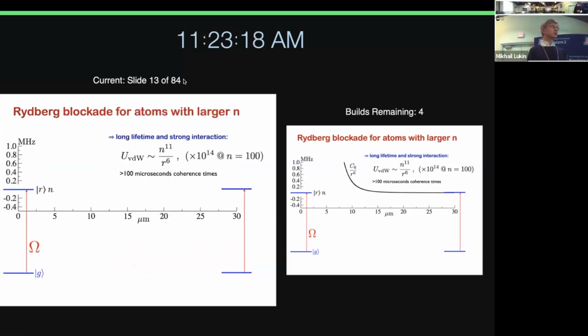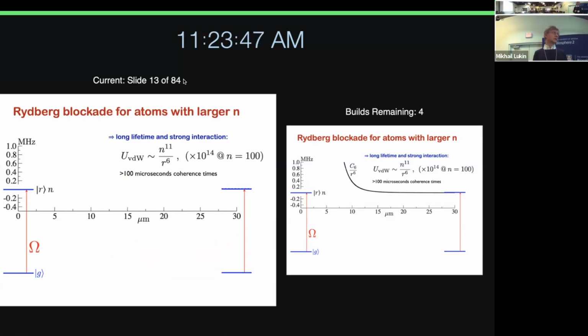In addition to this, these Rydberg states also have long lifetimes, hundreds of microseconds. And this combination of a strong interaction and long lifetimes can be put to good use. The specific approach which most of the modern experiments utilize involves the so-called Rydberg blockade. Let me explain this to you.